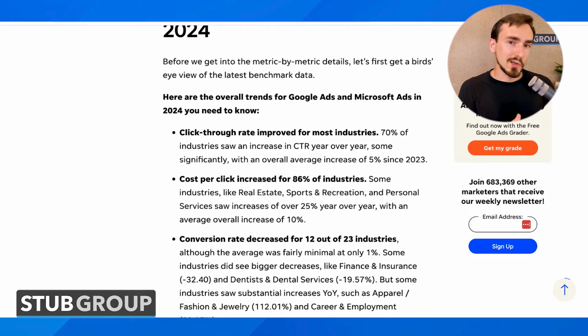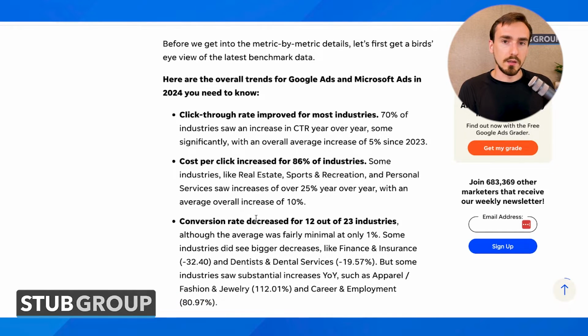We also see cost per click increasing for most industries. And that is, I think, somewhat impacted by inflation, just the reality of what's going on in the marketplace. I'm sure it's also impacted by Google trying, again, to make more money and having incentive to spike things as much as they can, kind of behind the scenes.